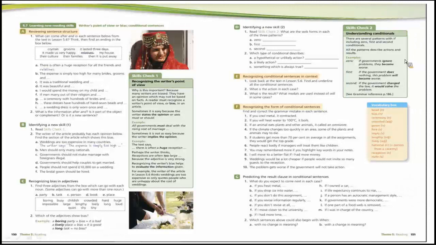So perhaps the writer thinks receptions are often too large because the adjective is very strong. The adjective huge is very strong. Okay, you wouldn't use a strong adjective unless you strongly believe about something, right? Which carries in itself some kind of bias. So recognizing the writer's bias helps to evaluate the information given.